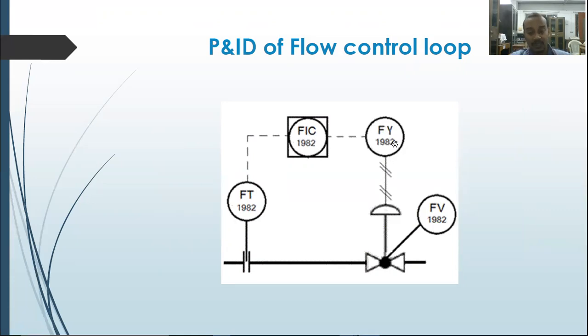The loop number is not changed. It is popularly known as the I2P converter, current to pressure converter, through which the 4 to 20 milliamp current signal from the controller output is converted into the pneumatic signal for the flow valve. So here you can see the flow valve is associated over here.